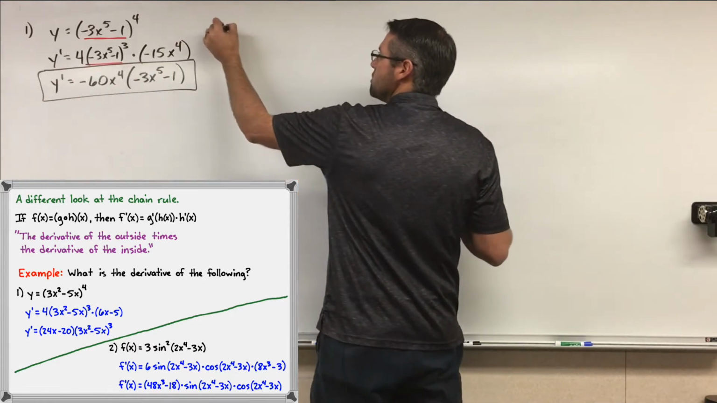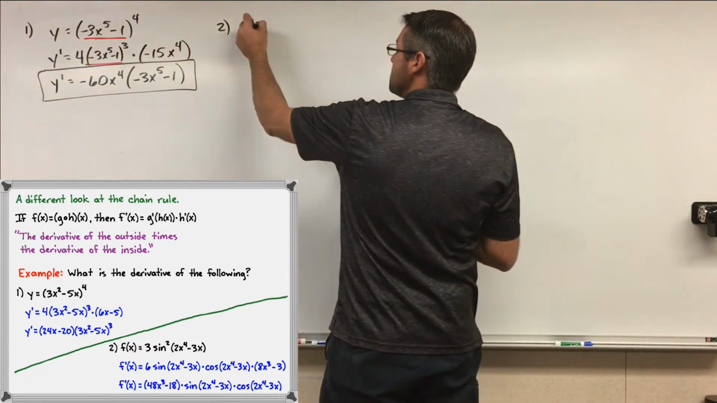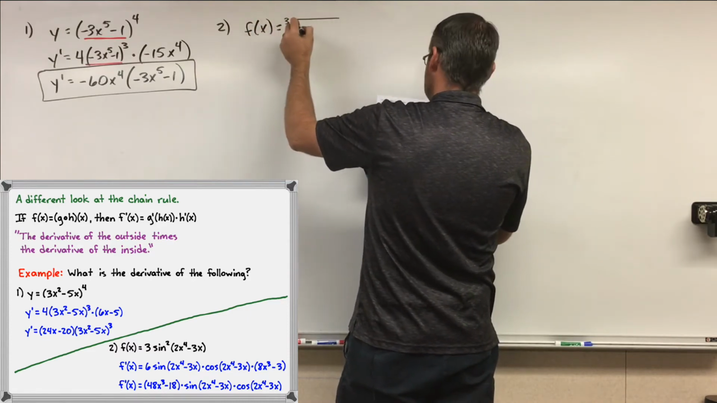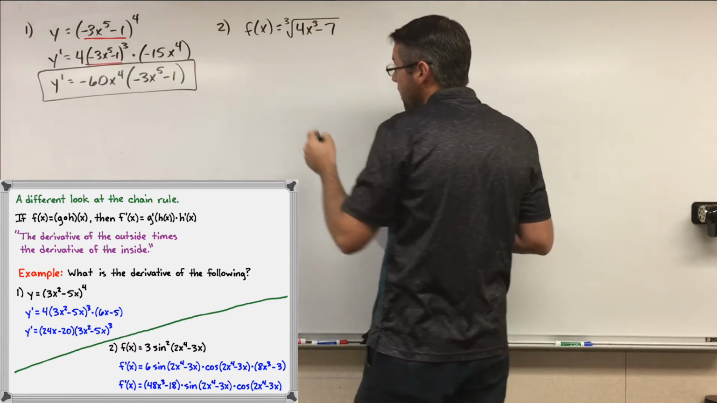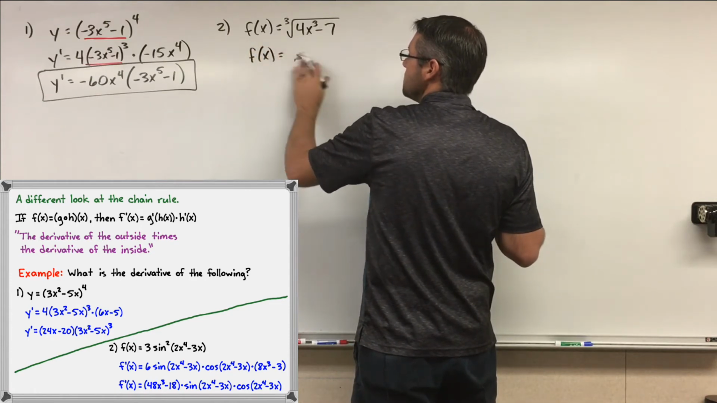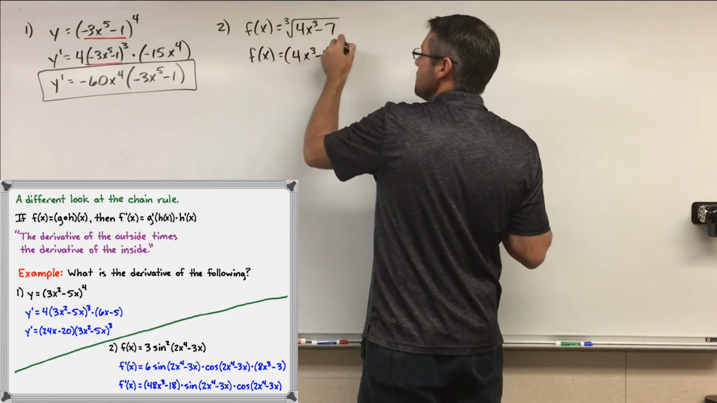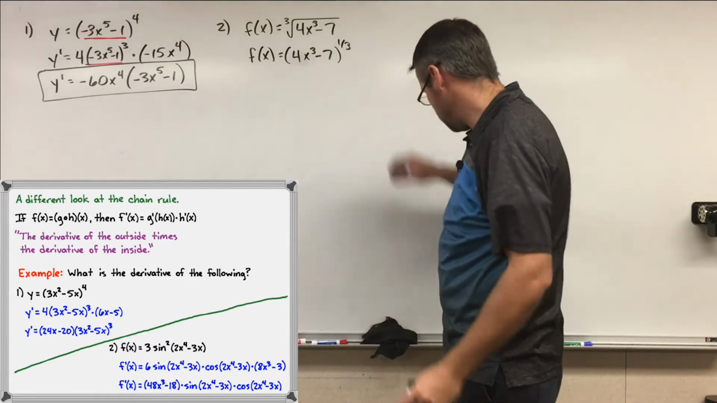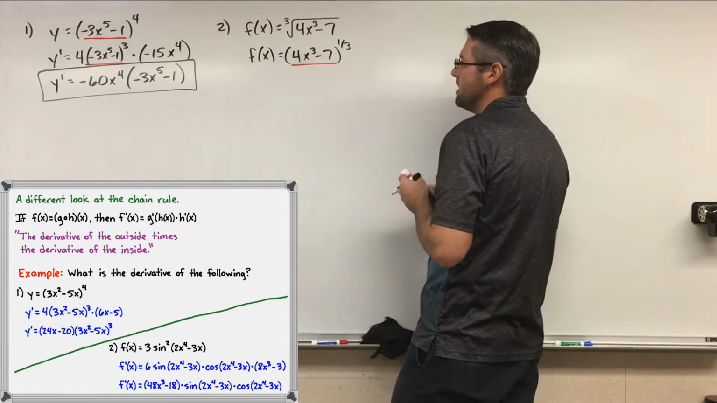Okay? Number 2. Number 2, we have f of x equals the third root, the cube root, of 4x to the third minus 7. Well, before I go any further, I'm going to rewrite this as a rational exponent so that I know that I take the derivative correctly. So this looks a lot like number 1 because now we have just exponent and power rule. So what's the inside function? The inside function is 4x to the third minus 7.